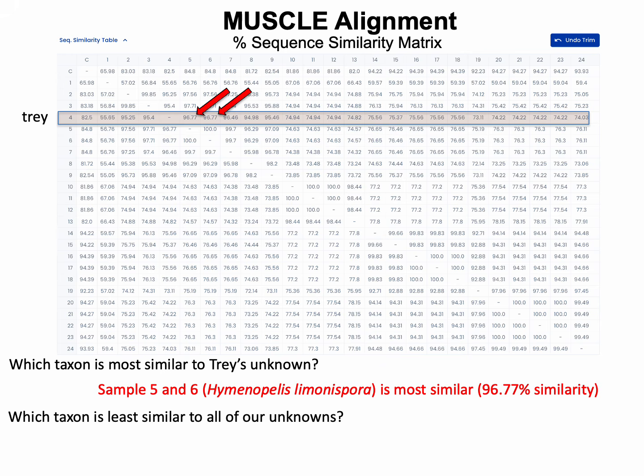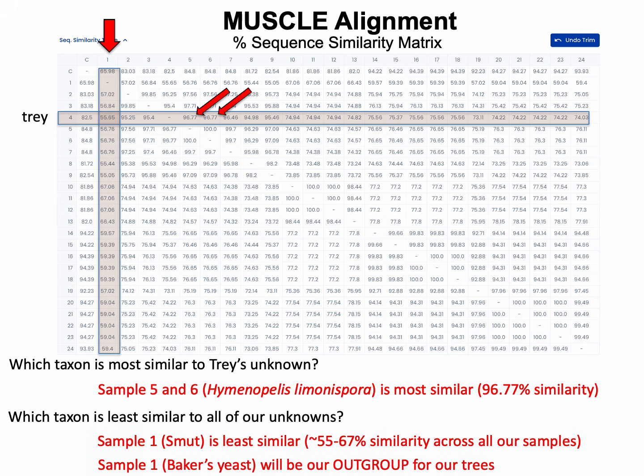We can also begin to decipher which taxon is the least similar to all of our unknowns. Can you hit pause and figure it out on your own? If you said sample 1, you're correct. If you look at the percent similarity of sample 1 to all the other samples, you'll find that sample 1, the smut, is the least similar, about 55 to 67% similar across all our groups. So sample 1 will be our outgroup. And apologies that it says Baker's yeast there, it should say smut. Smut will be the outgroup.